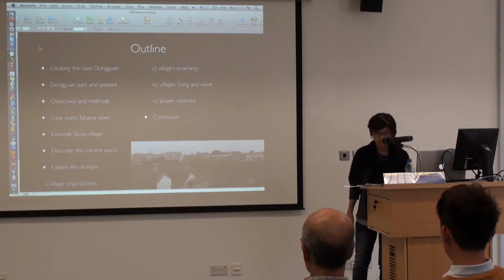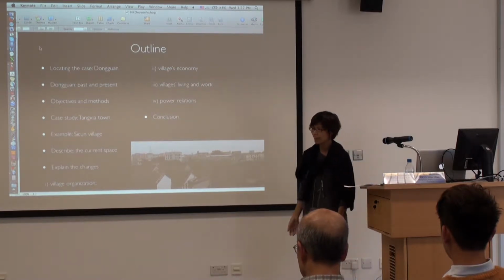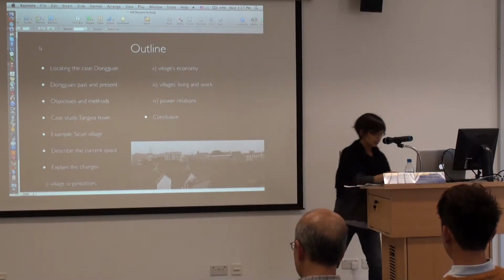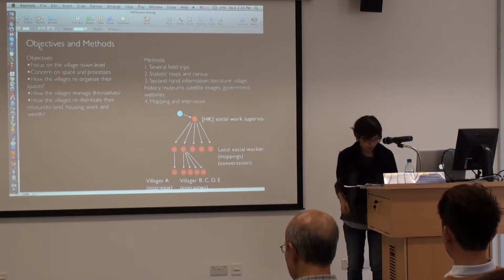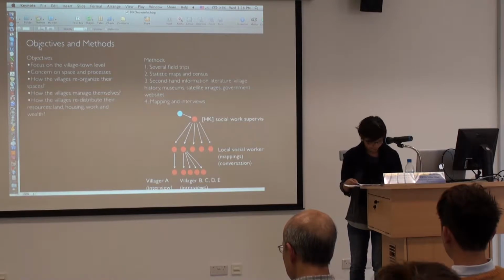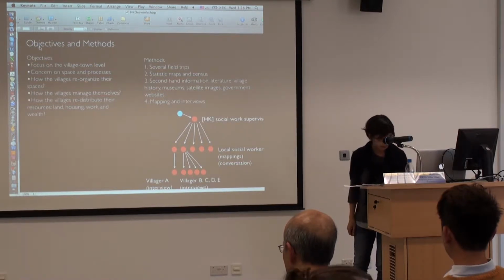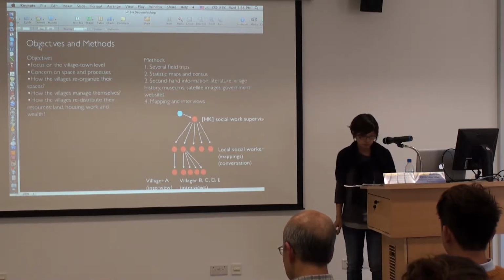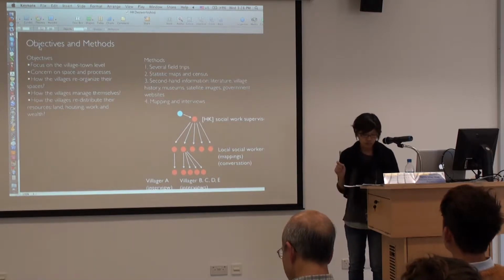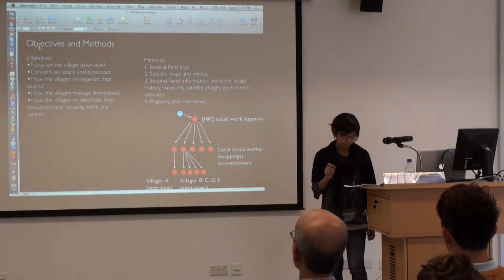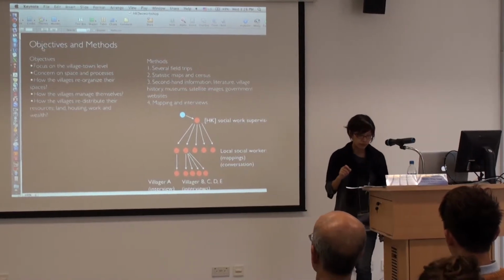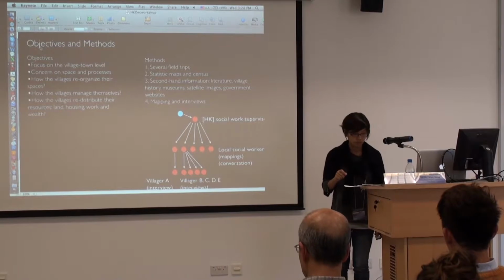And finally, Wing-Shing will try to make some conclusion and open for discussion. Objective and methods. In this presentation, I've tried to situate the urbanization process of Dongguan in a wider perspective first. Then I will use the empirical study and my fieldwork experience to illustrate some points.